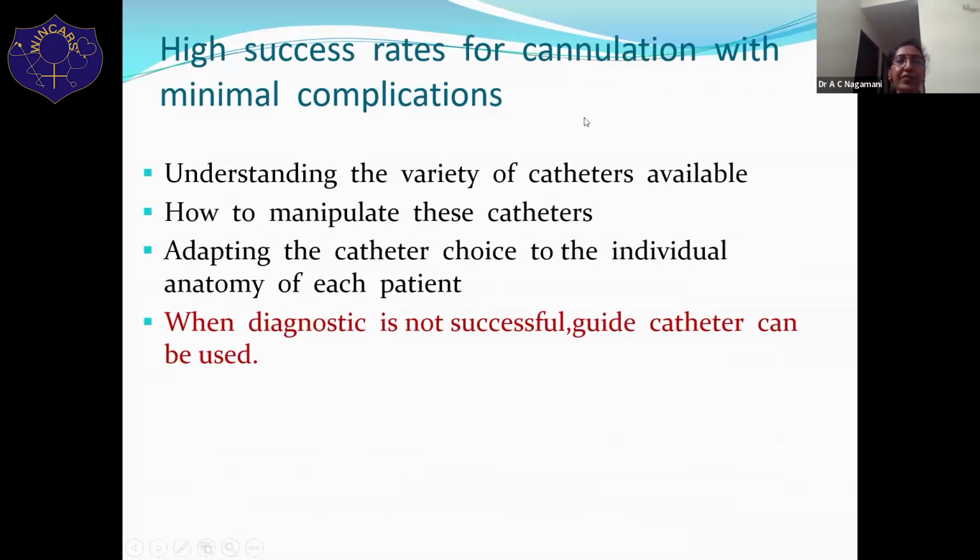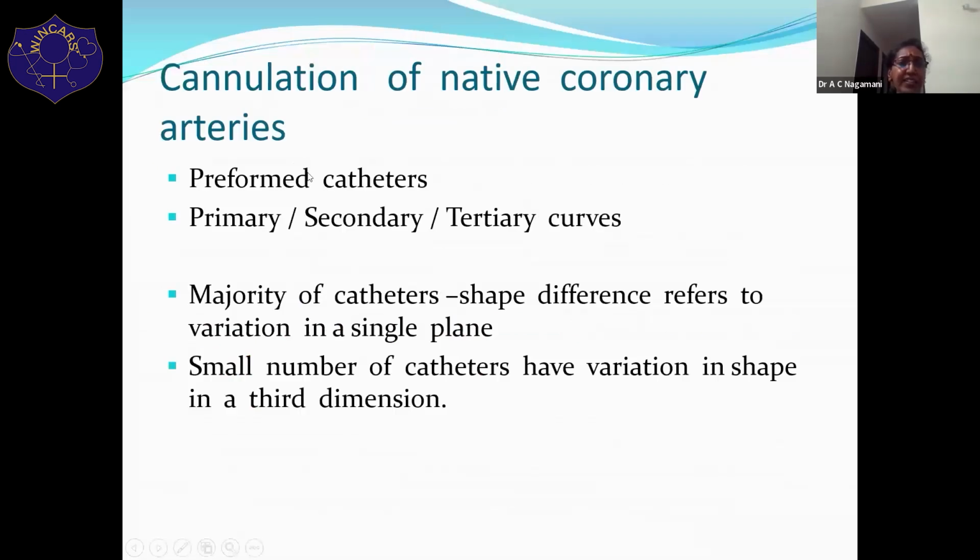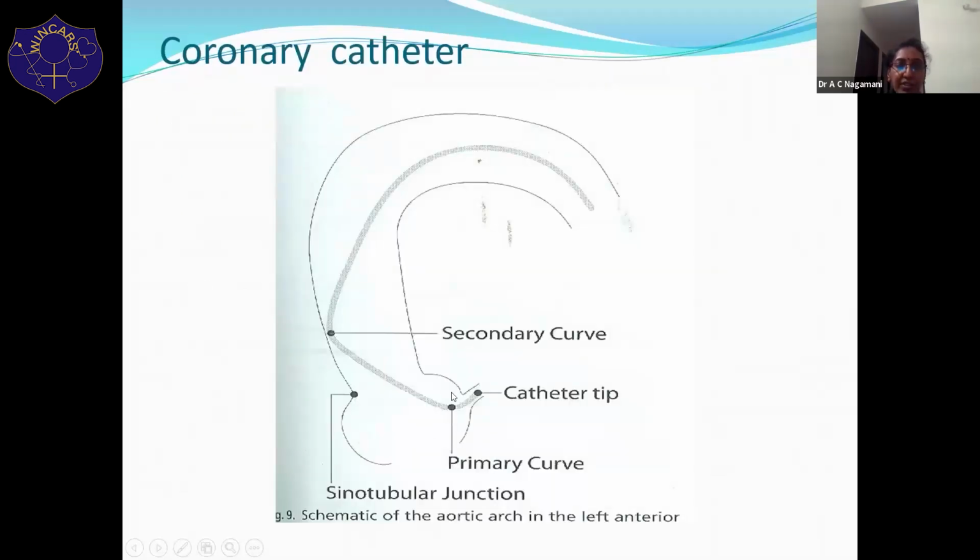So how can you ensure a high success rate for cannulation with minimal complications? For that, you should understand the variety of catheters available and how to manipulate them. You adapt the catheter choice to the individual anatomy of each patient, and you may end up using a guide catheter when the diagnostic catheter is not successful in cannulating. The catheters are all preformed catheters. They mainly have primary and secondary curves. If you look at this picture, this is the primary curve we are talking of, and the secondary curve is this one. When you say Judkins 3 or 3.5 or 4, we are looking at the length between the primary curve and the secondary curve. So if this length is 3.5, we say Judkins 3.5. If the length is 4, we say Judkins 4.